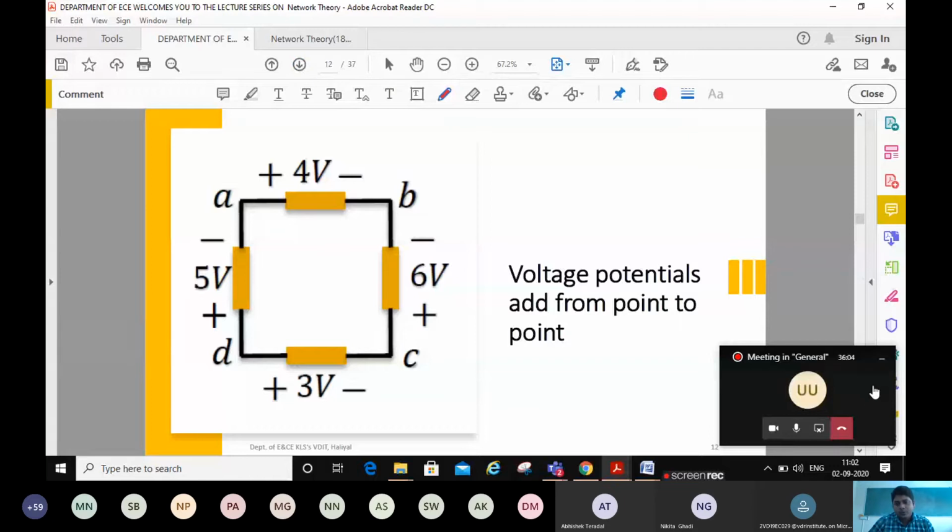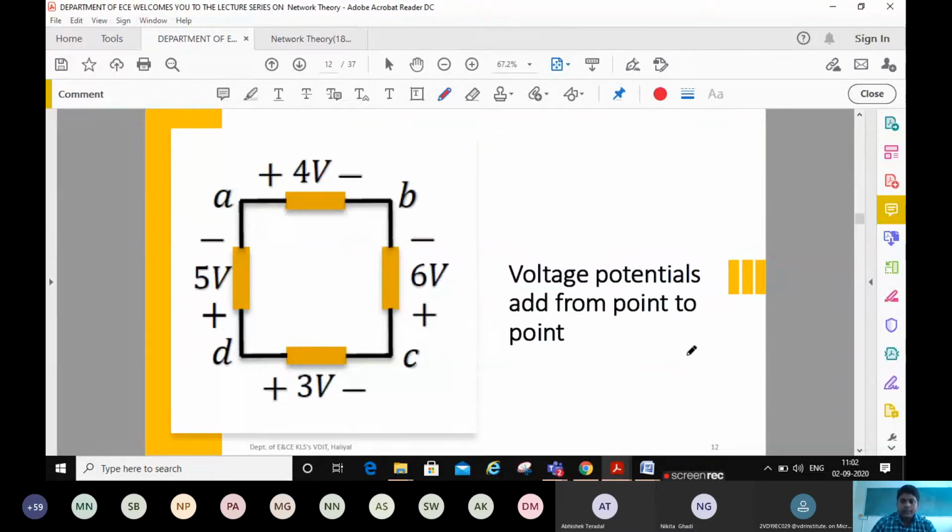next we get how to measure the voltage or voltage potential. I am just giving you a glimpse here with the points: voltage potential added from point to point. What do you mean by this? Point to point, since you require 2 points for measuring the potential difference. If I start from A to B, and travel from B to C, C to D, and D back to A, the total voltage should be 0. So if I travel from A to B, what is happening here?